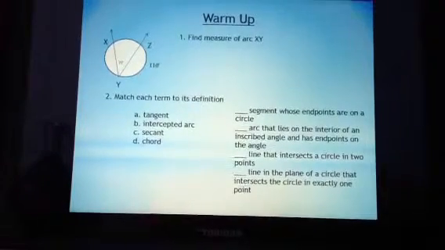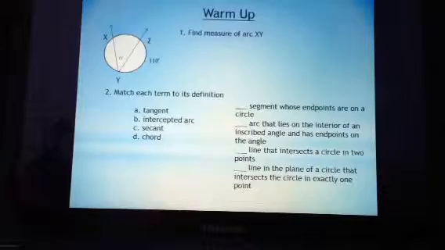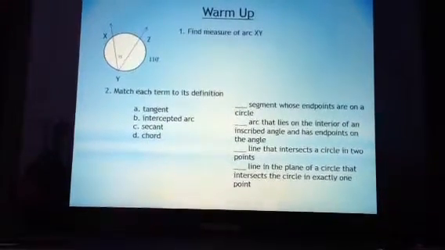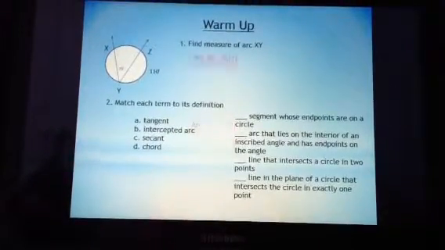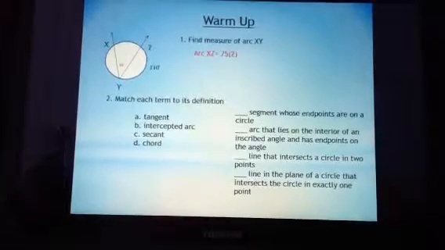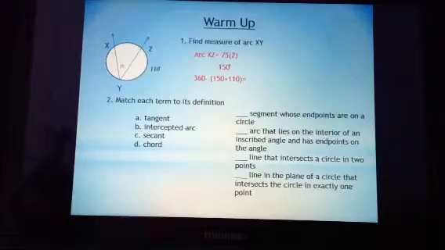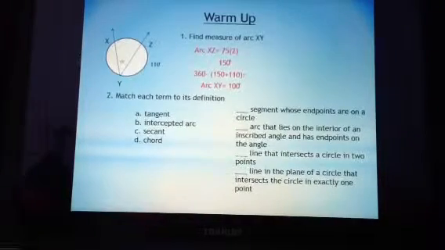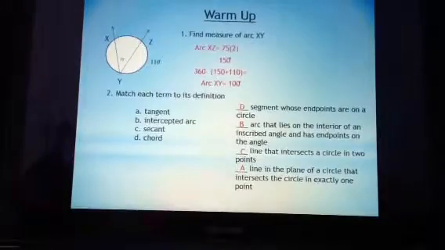Complete these warm-up problems. For number 1, first you have to find the measure of arc XZ, and you multiply 75 degrees by 2 since angle XYZ is an inscribed angle. And then since the whole circle is 360 degrees, you have to add 110 plus 150 and subtract that from 360 and you get 100 degrees. And these are the answers to the following vocab.